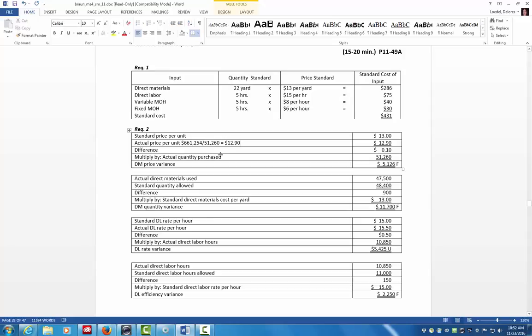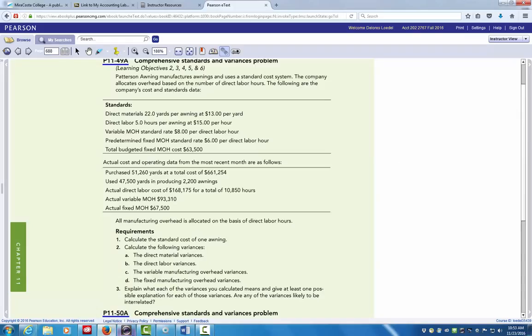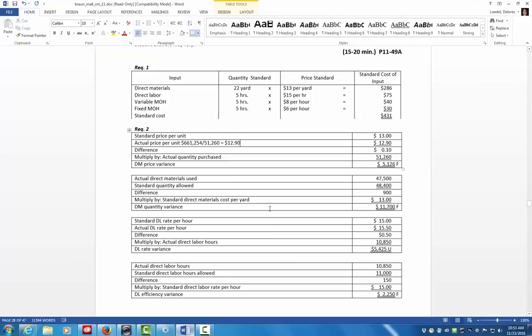Okay, then to get, and you can go back and see where that, well, let me just do that real quick. Let me go back and show you where that information was found. So right here, they purchased 51,260 yards for a total cost of $661,254. So that is your actual cost and your actual amount of purchased yards, which then shows you here your actual price per unit.